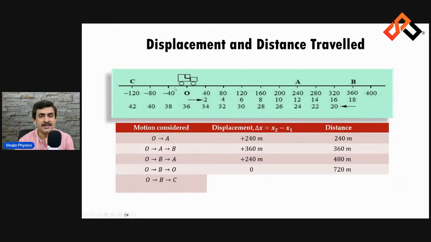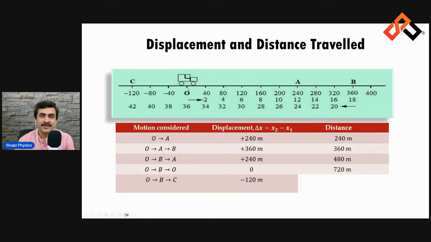Now, consider this. That is O to B, then back to C. What about the displacement? You need to consider only the final and initial positions. What is the final position here? Minus 120 meter. The initial position is 0. So minus 120 meter minus 0, that is minus 120 meter itself will be the displacement. On the other hand, the distance traveled will be equal to the total length of the path taken by the vehicle.